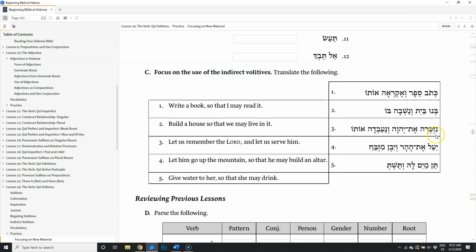All right. So again, let us remember the Lord and let us serve. And here I've got my definite direct object marker again with the suffix. So this is just the 3ms suffix on here. So this is just him. Let us remember the Lord and let us, or may we serve him.